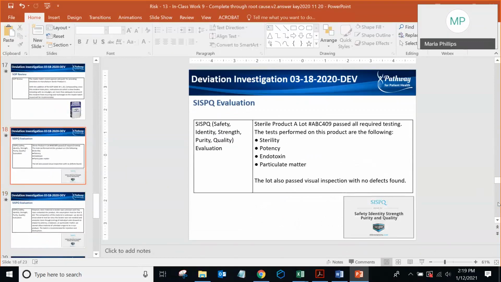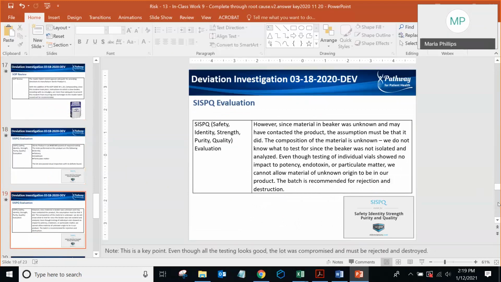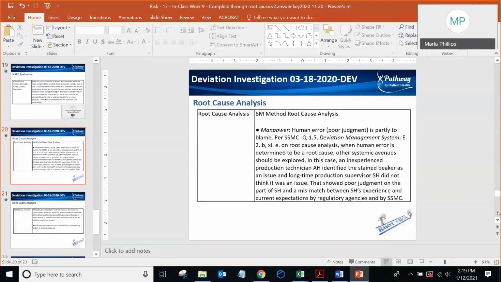CISPQ evaluation, basically, we know that no defects were found, but what is the impact to that? And basically, it gets down to that bottom statement there. It's recommended for rejection. We don't know what it is. It impacted something that was sterile. So that's what we're looking for in the CISPQ section.